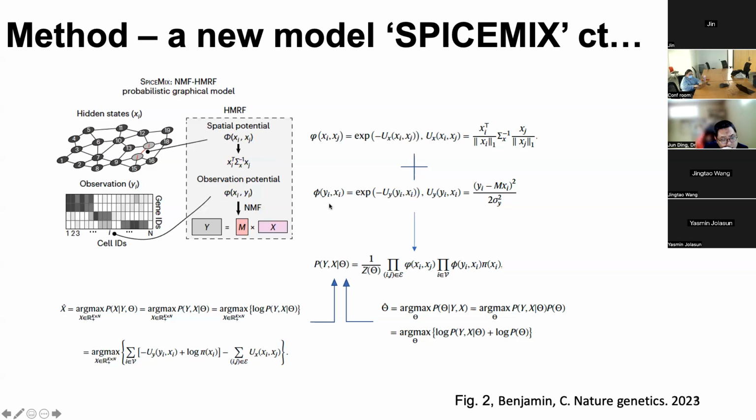And the observation potential function measures the squared reconstruction error. I think this is often used in linear modeling optimization as well, so it's easy to understand. So basically, they subtract yi with the estimated M and X. And then sigma squared in the denominator basically represents the noise of the NMF.